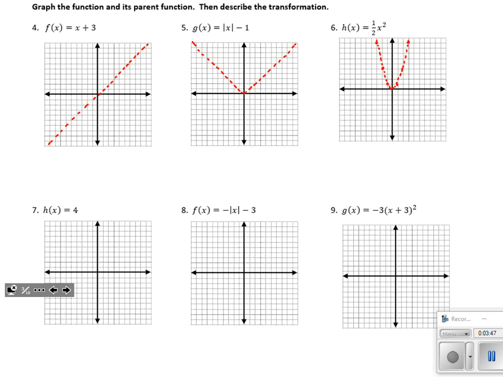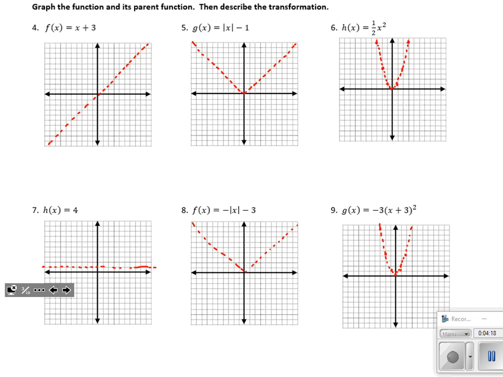Let's look at number 7. Here it's just a constant. The parent function there is just y equals 1. So we'll put that in. Number 8, we've got the same absolute value parent. And number 9, we've got the same quadratic parent here. So, kind of a Henry Ford assembly line way of doing this. Do all of those parent functions first, and then let's see what the transformations are. That's really going to help us out.